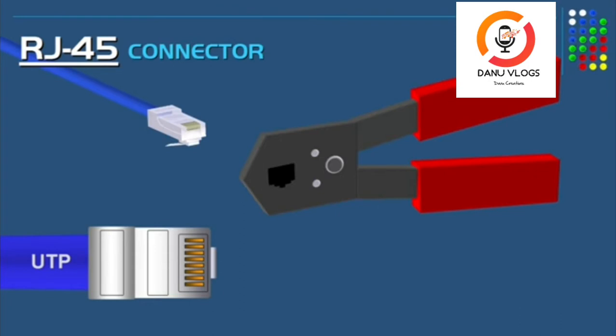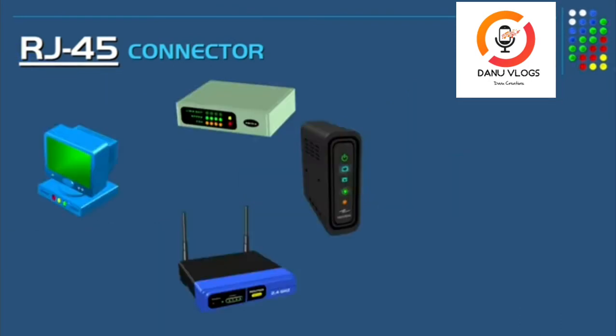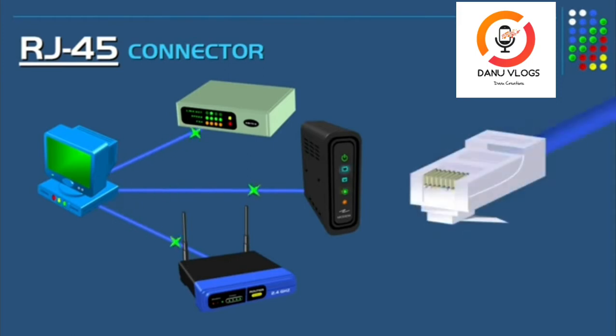And then one connector will be plugged into the computer's network card, and the other end would plug into a device such as a switch, modem, or a router. Then once that is done, the computer will be able to connect to a network. The RJ45 has a single locking tab that locks itself into place.